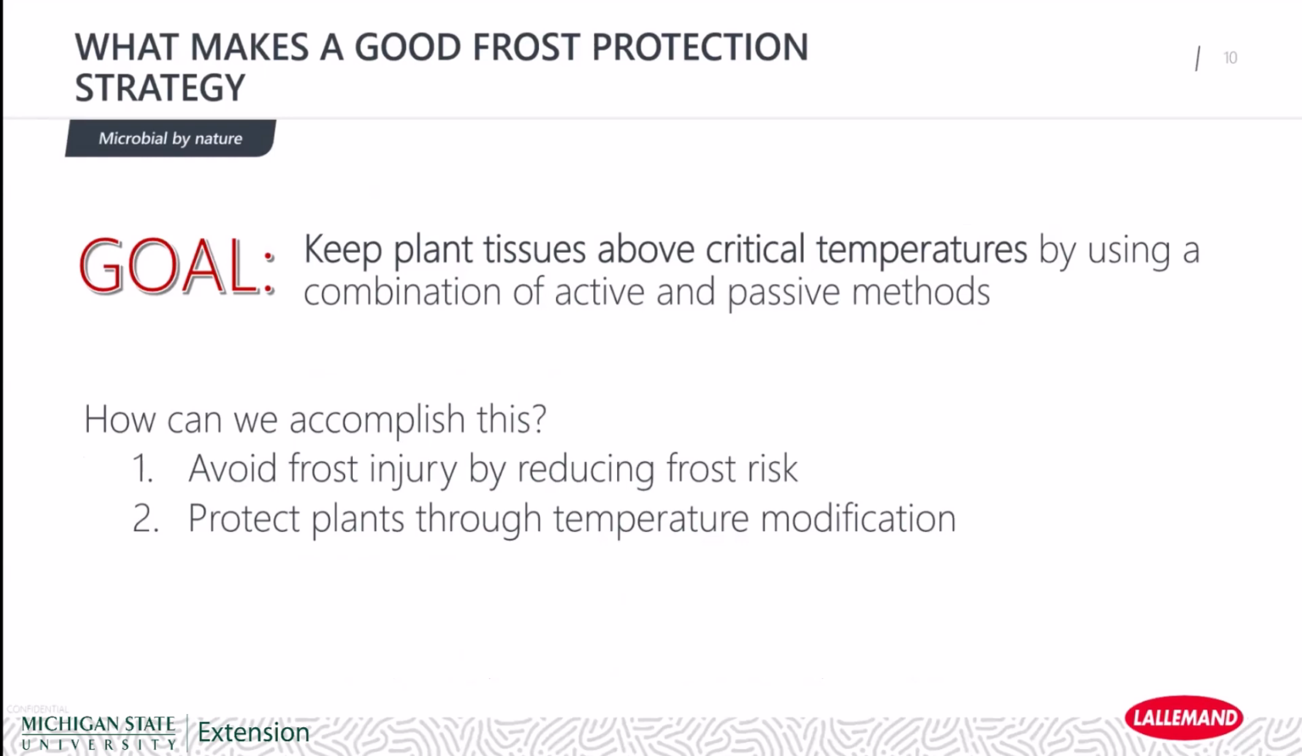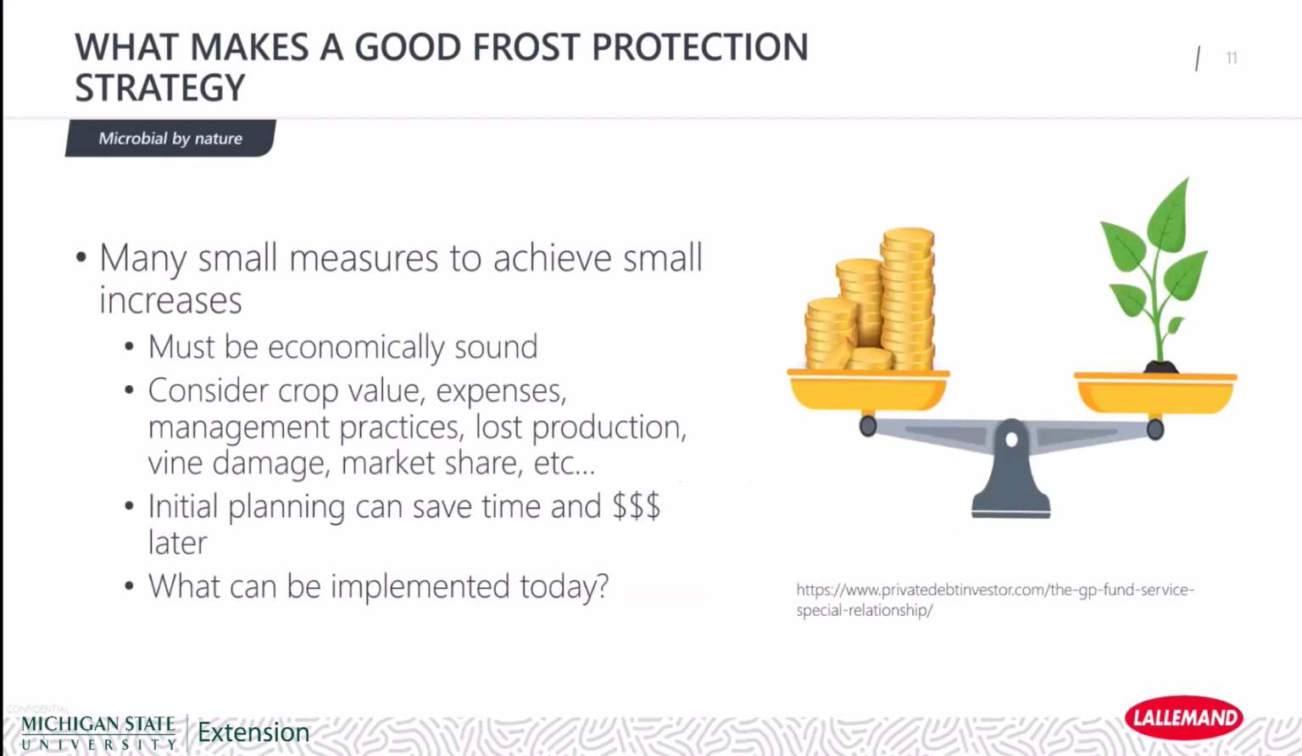The way we can accomplish keeping the plant tissues above critical temperatures is really twofold. We either need to avoid the frost injury altogether by reducing the frost risk, or we need to protect the plants through temperature modification. So, sounds simple enough, but is it feasible? That's a question we tend to get a lot in the field. Is this something that makes sense? It's a balancing act. There's really no way around that at all.